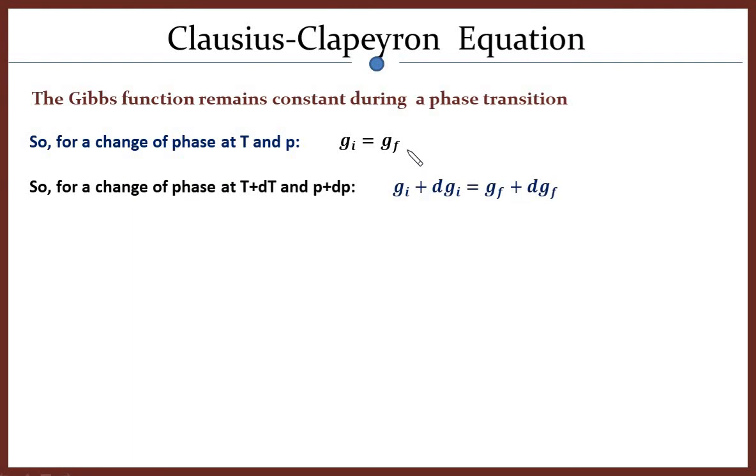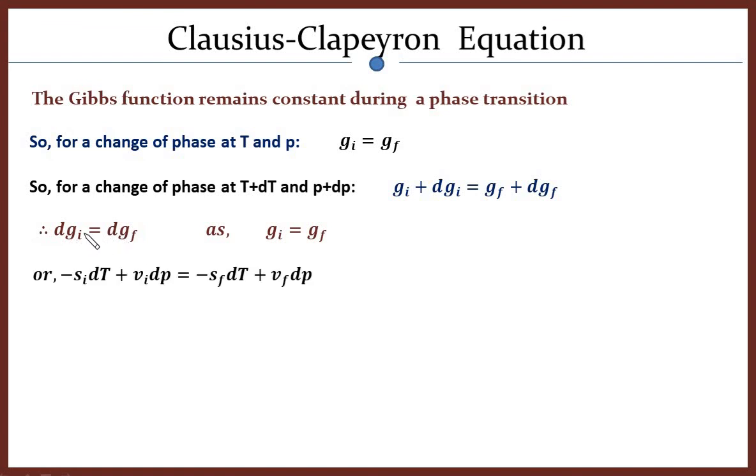Now if you change your pressure by dP, as a result the phase transition will occur at a different temperature, and let's say that temperature is T plus dT. Under that scenario, this Gibbs function will also change. Therefore we can write Gi plus dGi equals Gf plus dGf. Here dGi is the change in Gibbs function for the initial phase and dGf is the change in Gibbs function for the final state. Now we can simply utilize this relation. Gi equals Gf, so this will cancel out. Therefore we have dGi equals dGf.